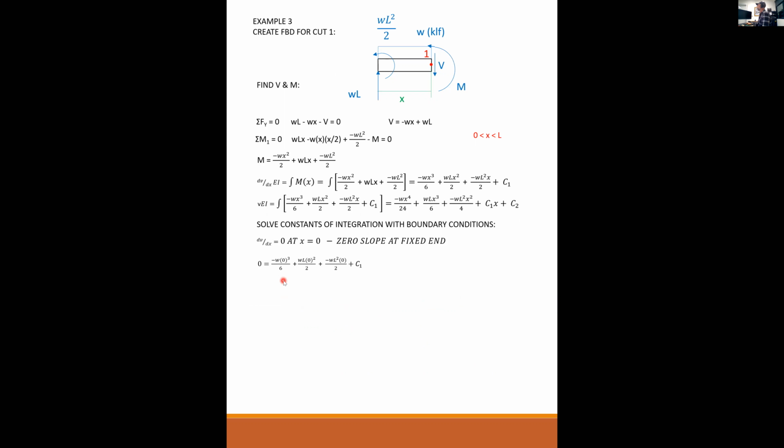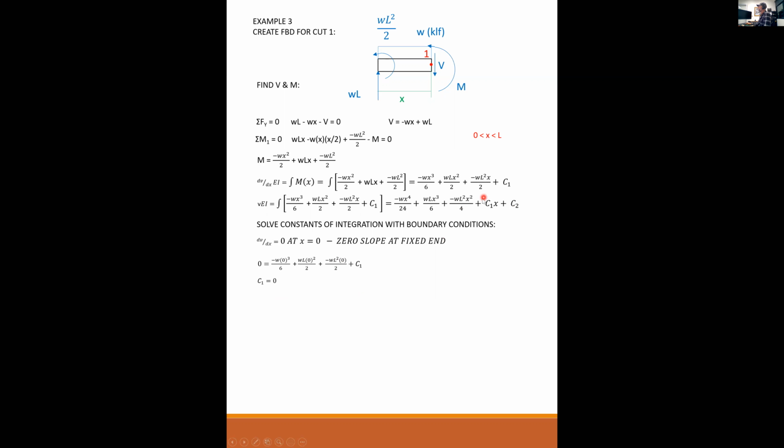All right, so we set this equation equal to 0 at x equals 0. Everywhere you see an x, you plug in a 0 and solve for C1, and you get C1 is equal to 0. Okay, what else do we know?